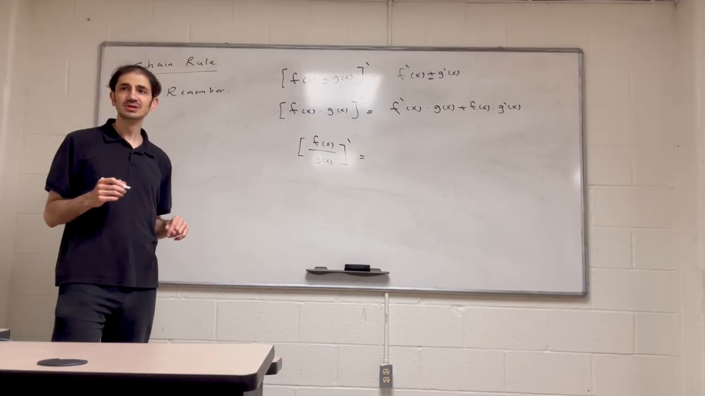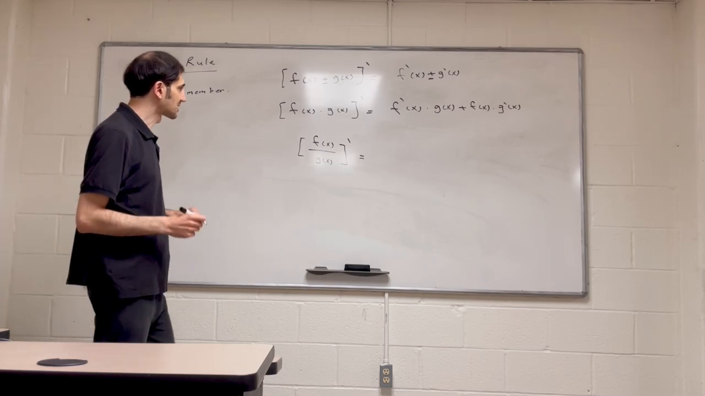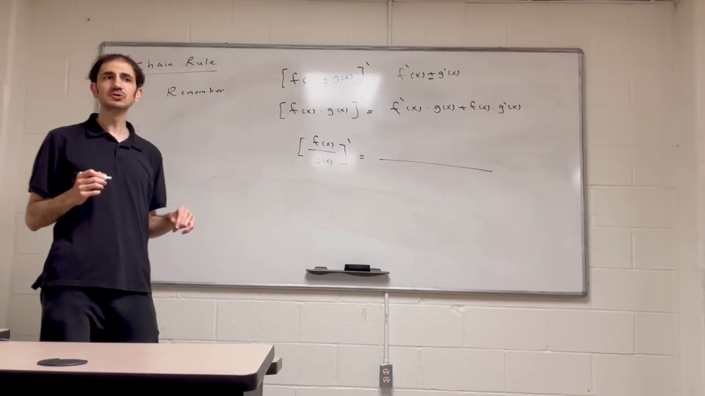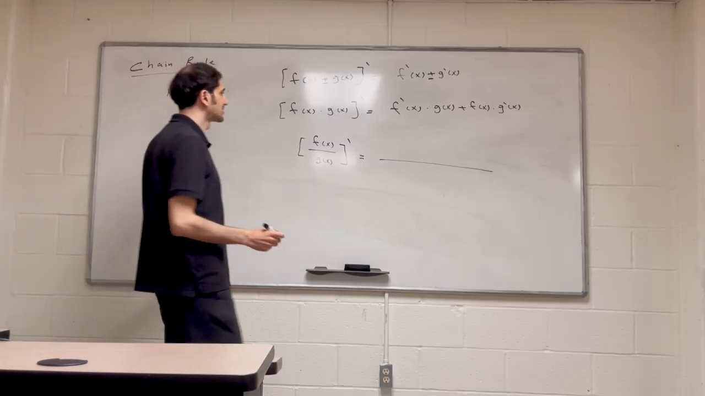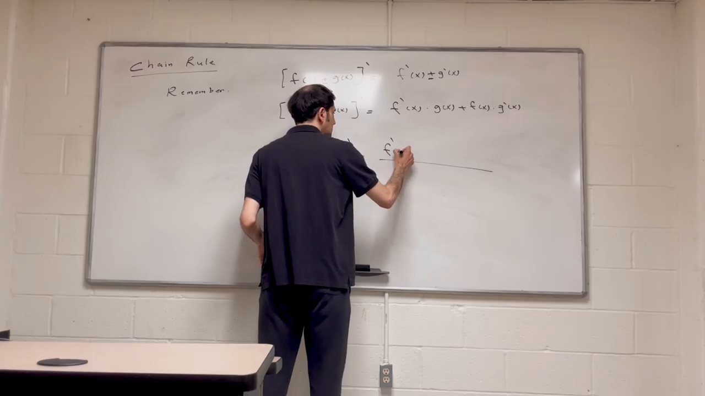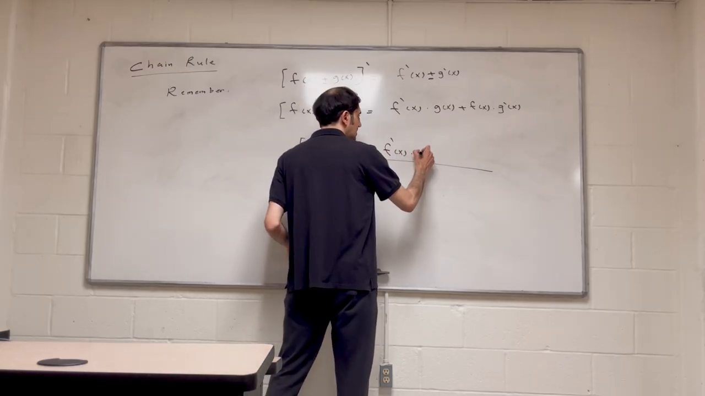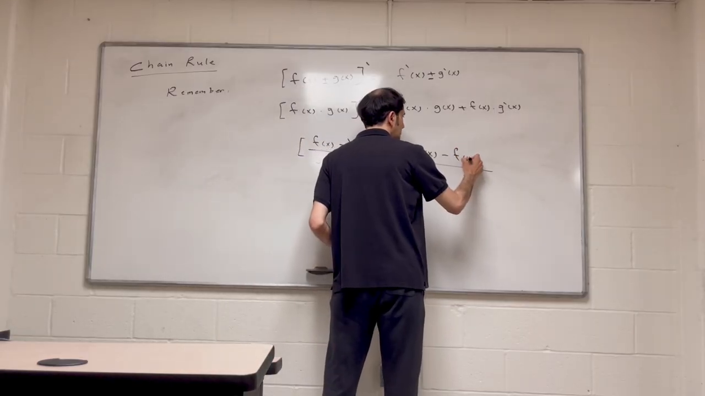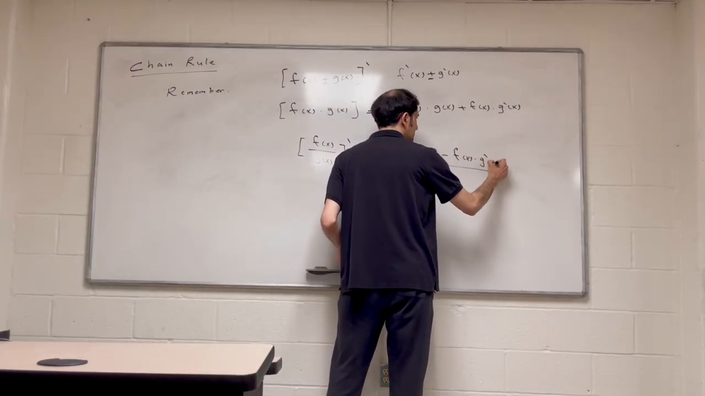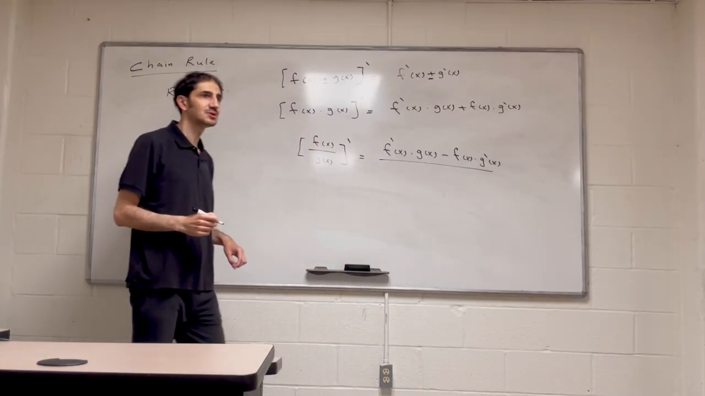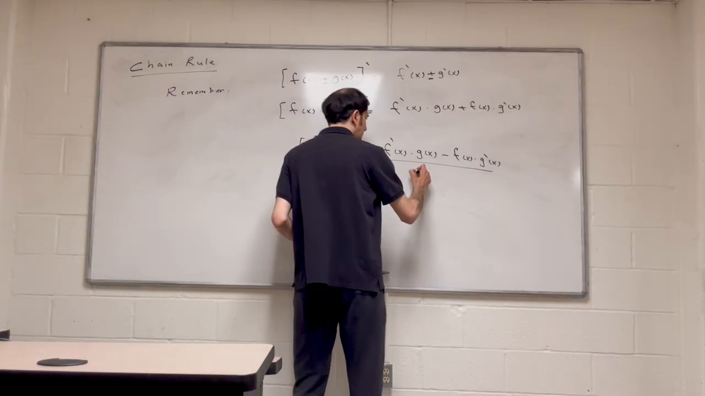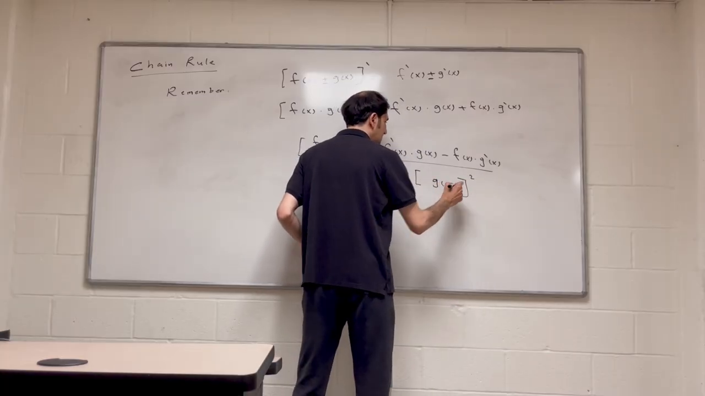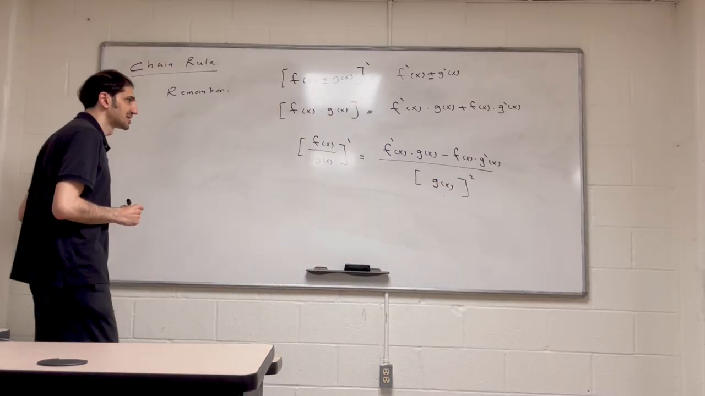What about the quotient rule? I'm dividing f(x) over g(x). Who can remind me how the quotient rule looks? Yeah, great. The derivative of my numerator multiplied by my denominator, minus my numerator multiplied by the derivative of my denominator. Is that all? No, of course. I have to divide by what? The square of my denominator. That was the quotient rule. So this is great.